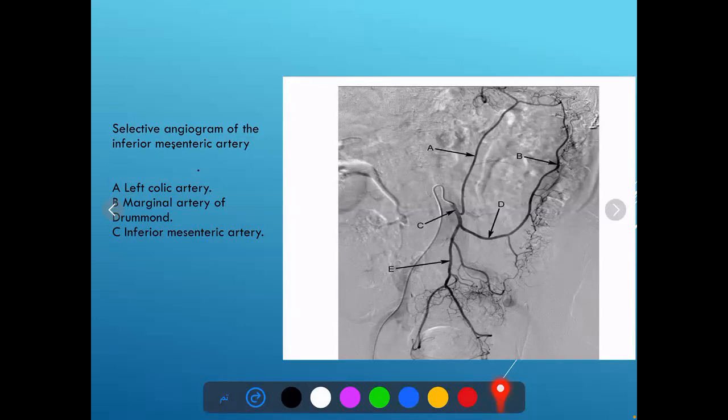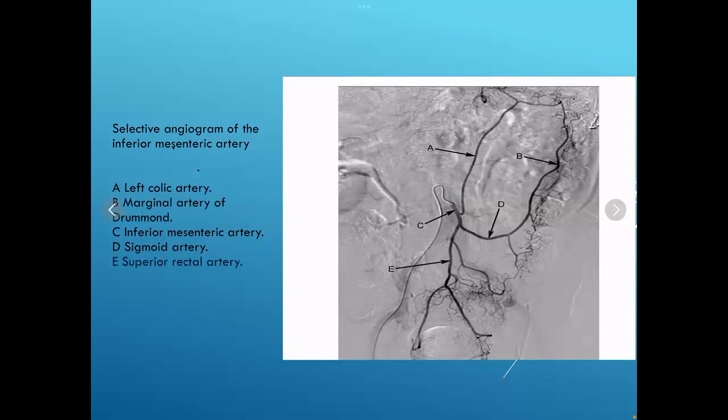Next, sigmoid artery. This is the sigmoid artery. Then the superior rectal artery, and this is the last one.